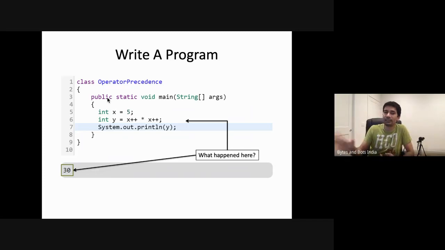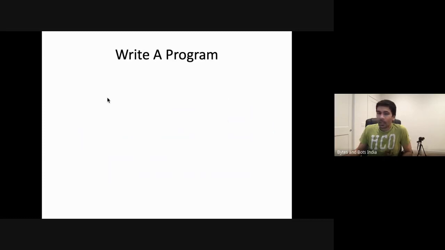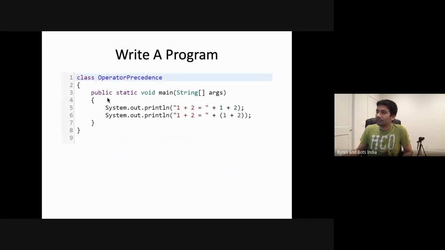The understanding here is whatever is to the left is evaluated first, and then things to the right. So this is a very simple example. In a little more complex example, that difference would have been more obvious. All right, next program. Between your main function brackets, write this code and run it. See what the output is.